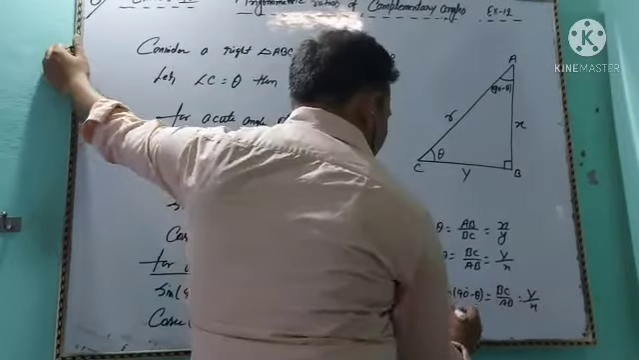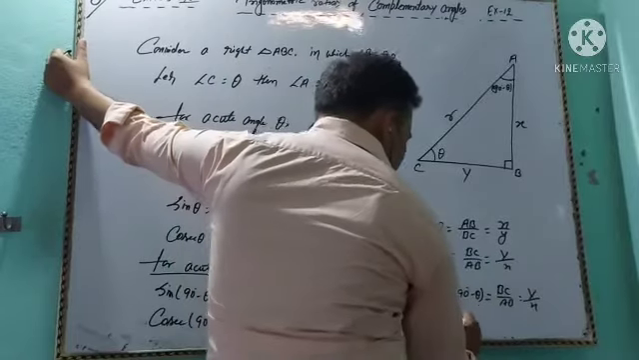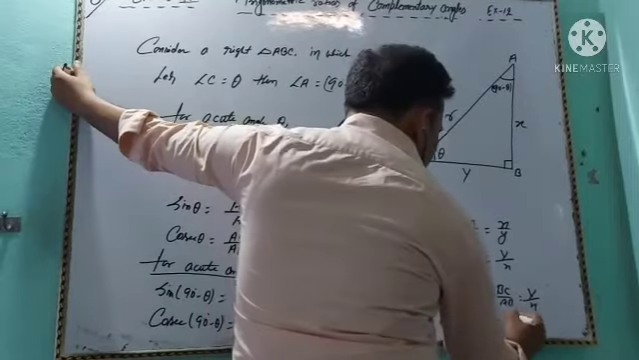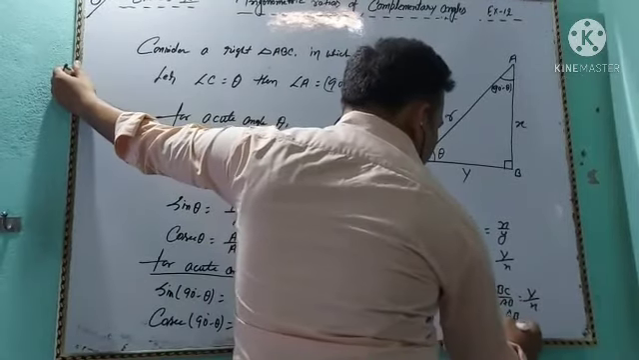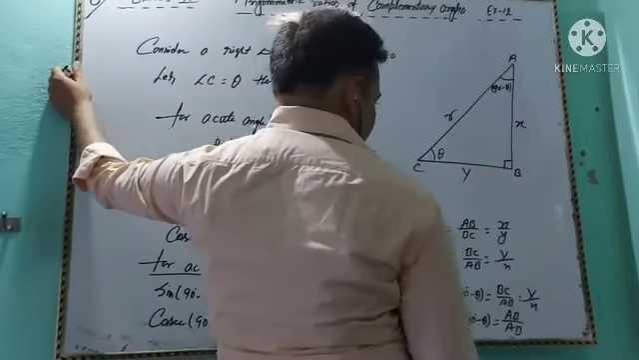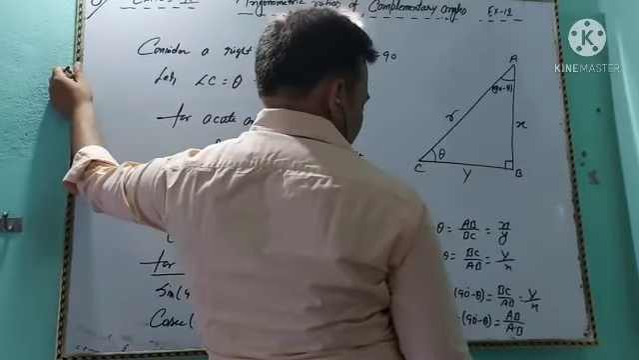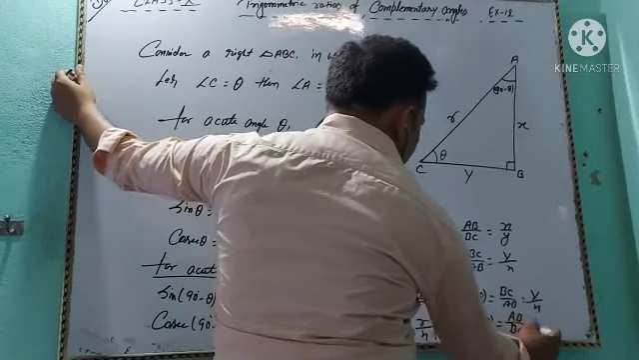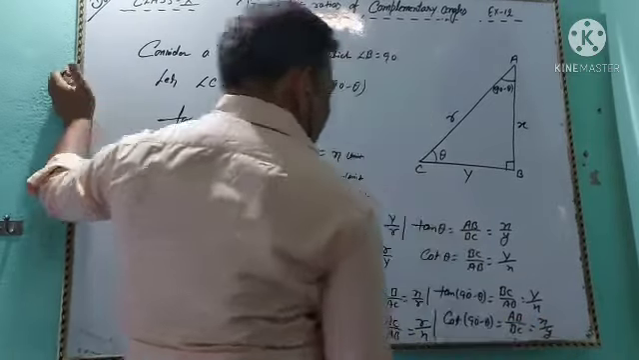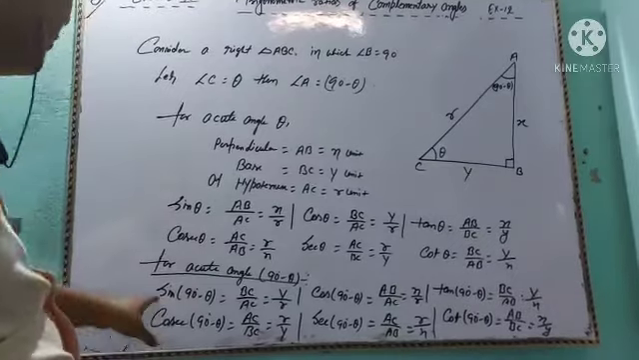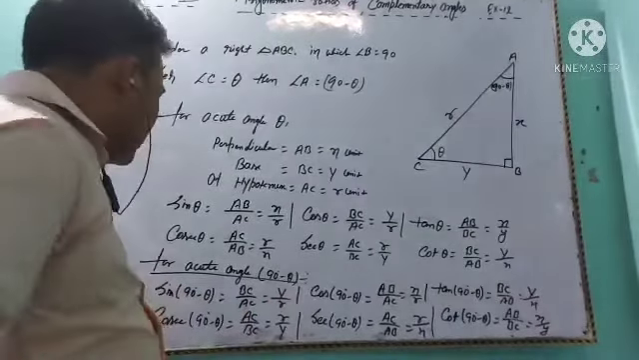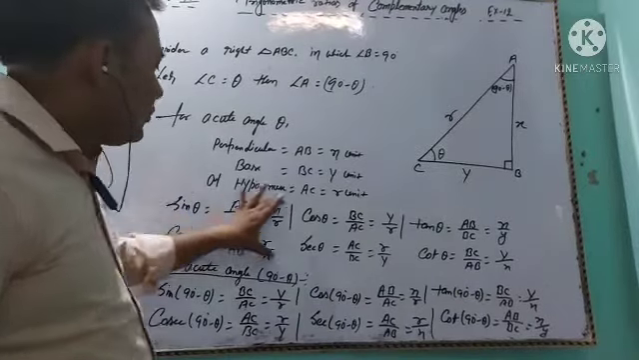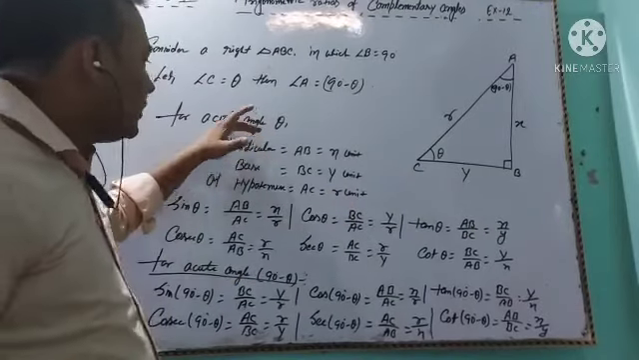And the reciprocal of tan(90° − θ) is cot(90° − θ), that is AB by BC, it means base by perpendicular, that is x by y. Okay students, these are the trigonometric ratios for the acute angle 90° − θ, and these are the trigonometric ratios for the acute angle θ.